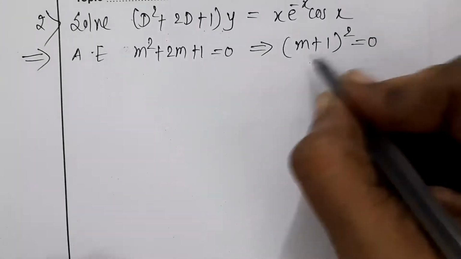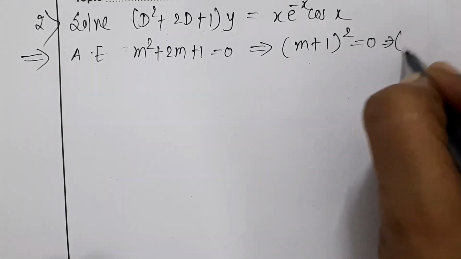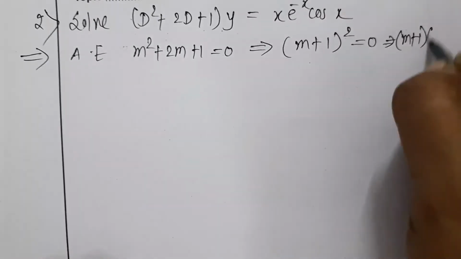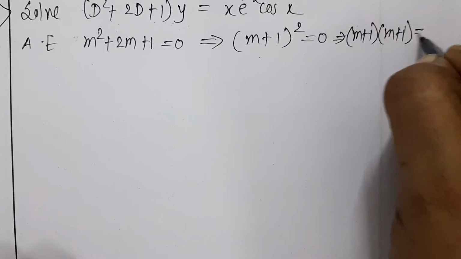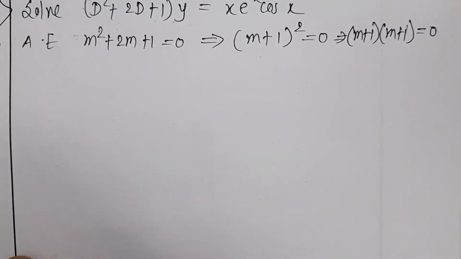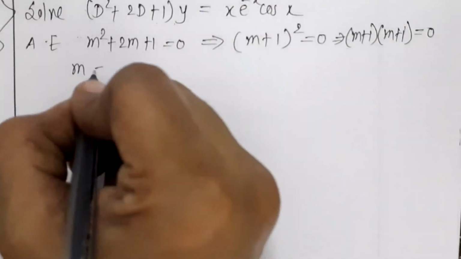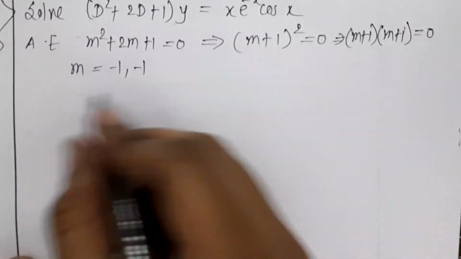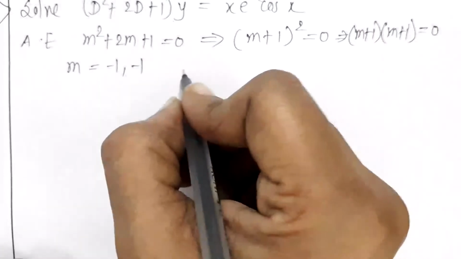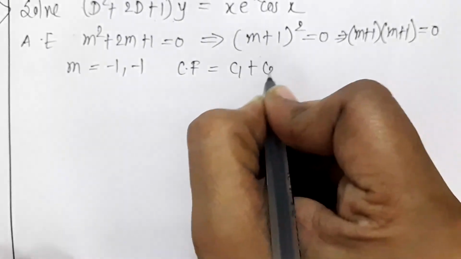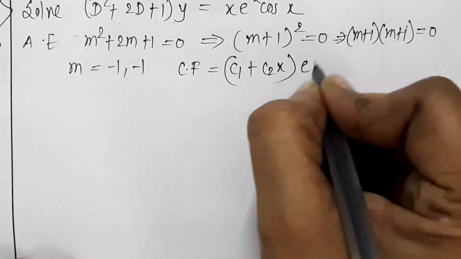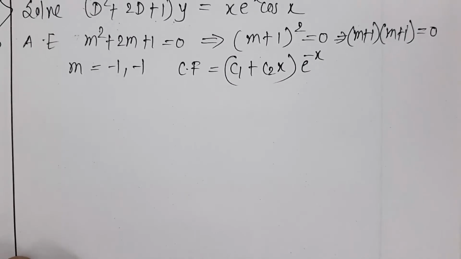And what are the roots for (m plus 1) whole square? It is (m plus 1) into (m plus 1) is equal to 0. So m is equal to minus 1, minus 1. Now the roots are real and the same. So how to write CF? CF can be written as (C1 plus C2 x) multiplied by e to the power minus x.